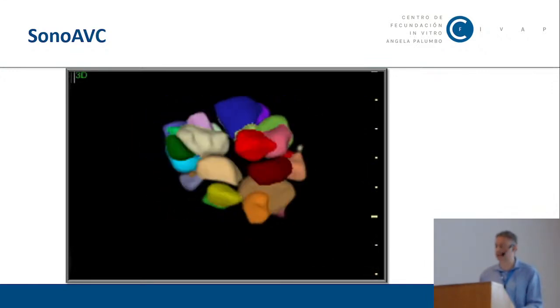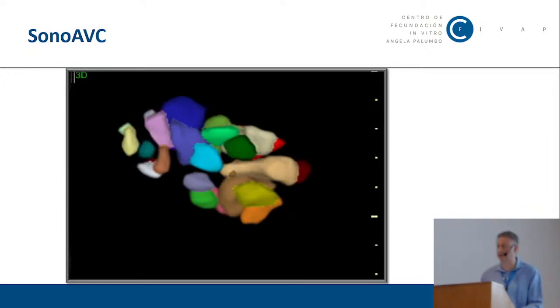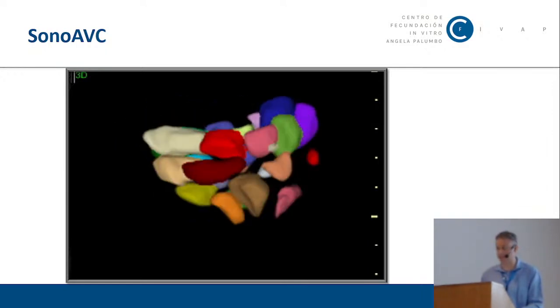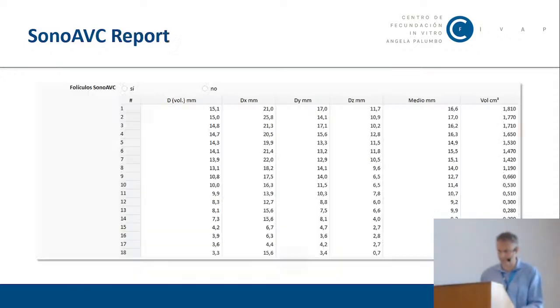I want to draw your attention to the fact that follicles are not spherical structures. They rather have irregular shapes that adapt to the structure of the ovary as the ovarian stimulation progresses. Once the software identifies all follicles, a report is generated showing the three largest diameters of each follicle, the mean of these diameters, and a new parameter, which is the follicular volume. And all this just in a couple of minutes.